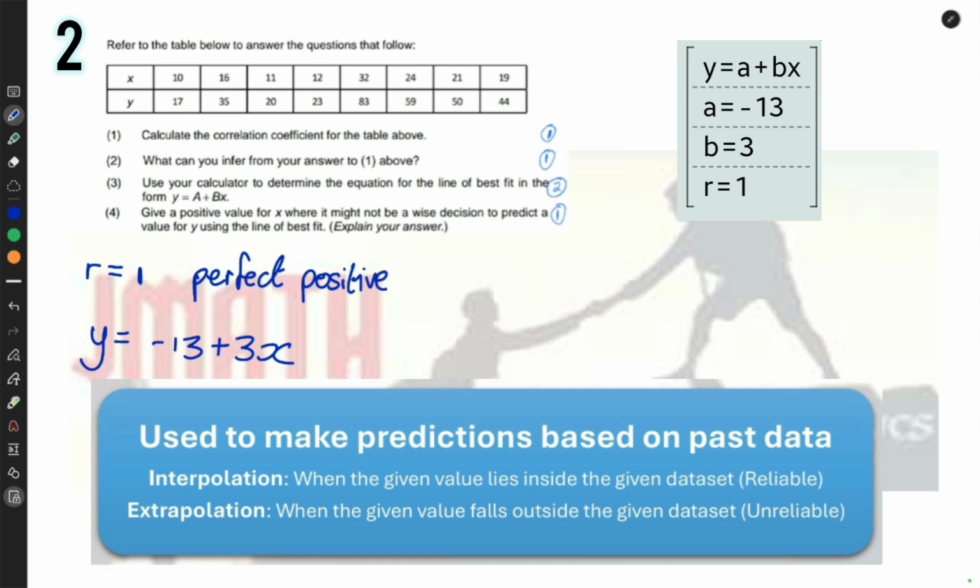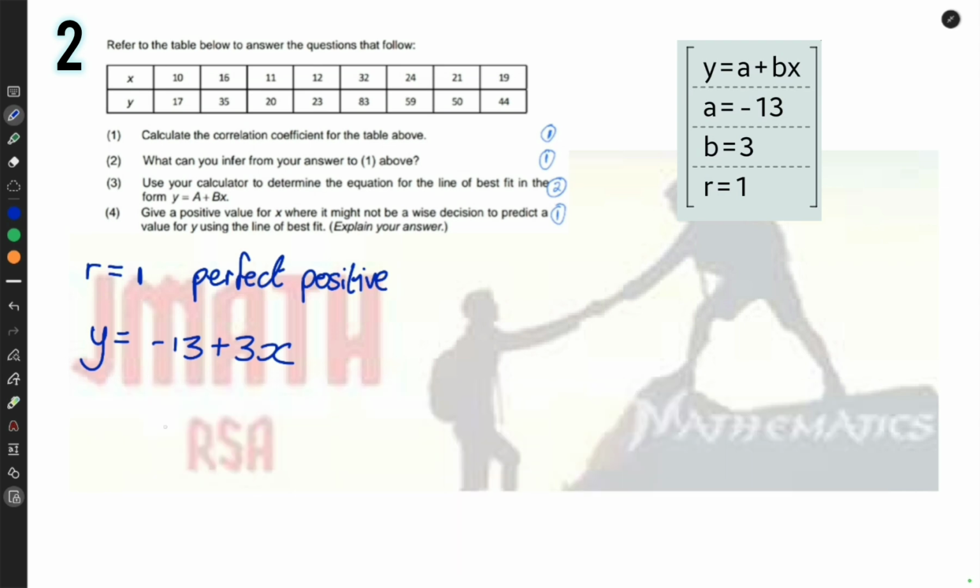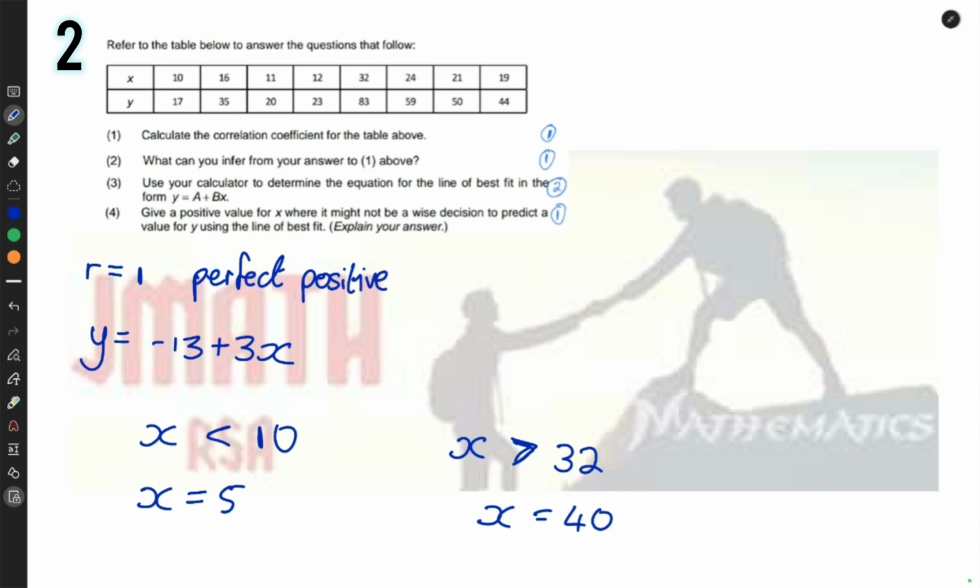Any value smaller than 10 or bigger than 32, I can get a Y value for that, but it won't be reliable. That's called extrapolation. So if they ask me, give a positive value for X where it might not be a wise decision, I can say if X is smaller than 10, so X equals 5, would not be wise, or I can give them an answer of X is greater than 32. So let's choose X as 40. If I sub in those two values, I'm going to get a Y value, but it is not going to be accurate based on this particular data set because it is too far away from the known values that I have. Once again, guys, this was 5 marks in a final exam, and I think this was the A plus B exam. It is really easy, this chapter.